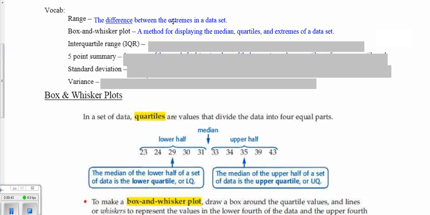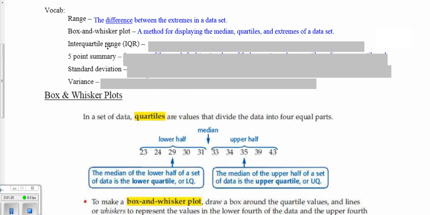A box and whisker plot is a method for displaying the median, the quartiles, and the extremes of a data set. Now median we've already talked about. Again, that's just the exact middle of our data set. Extremes we talked about, that's our highest and our lowest. And the quartiles then, if the median is the exact middle, then it would break all the data into a higher half and a lower half. The quartiles are just the medians of those halves. There's a lower quartile, it's the middle of the lower half. There's an upper quartile, it's the middle of the higher half. So that would be each of those pieces, the median, the two quartiles, and the two extremes.